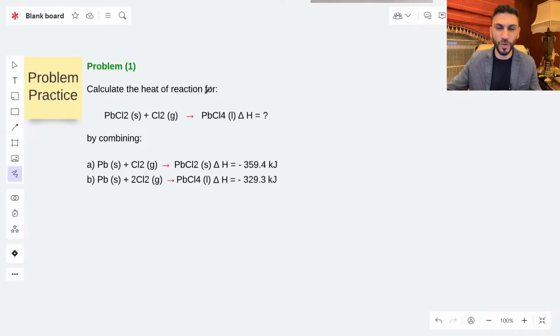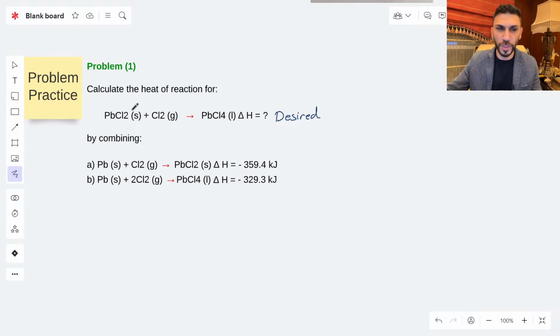Calculate the heat of reaction for PbCl2 plus Cl2 yields PbCl4, where delta H is unknown. We call this reaction, the one we need to find delta H for, the desired reaction. By combining reaction A and reaction B: in reaction A, Pb plus Cl2 yields PbCl2, and delta H is given. Reaction B, Pb plus 2Cl2 yields PbCl4, and also delta H is given.